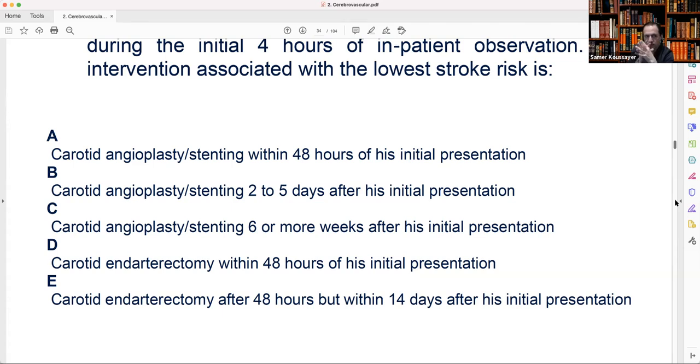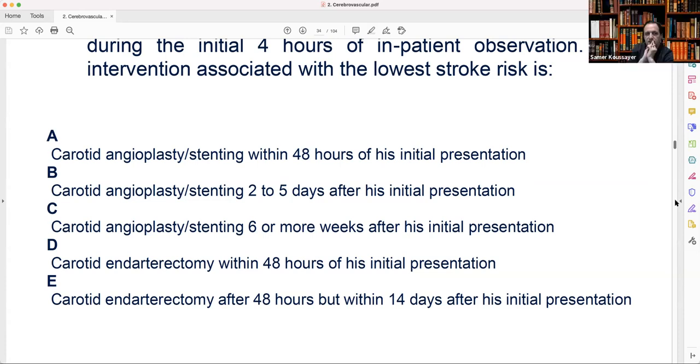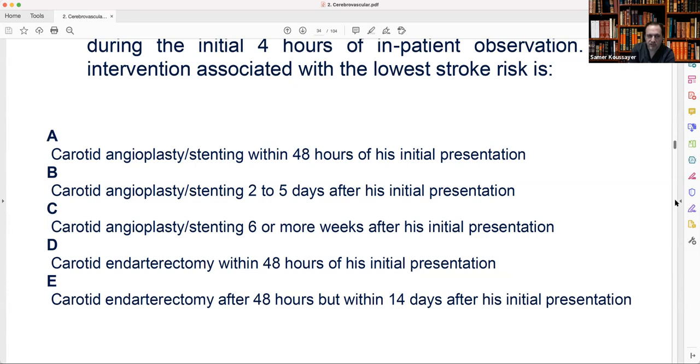Okay, let's continue. Carotid endarterectomy within 48 hours of initial presentation. Still it's early. Carotid endarterectomy after 48 hours, but within 14 days after the initial presentation. E sounds correct. But B also sounds correct to me. Carotid angioplasty 2 to 5 days after the initial presentation. I mean, this is a bad question, because I think they wanted the answer E because they like this 14 days number. But they mean 2 to 5 is wrong.